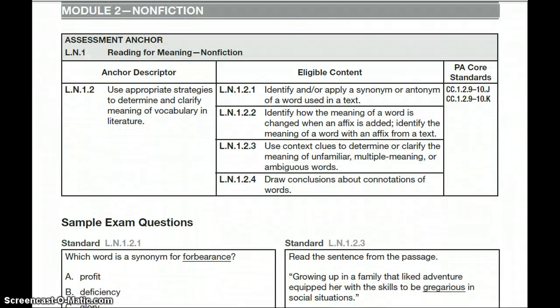If we jump down to the next anchor here in nonfiction, this would go back to the idea of vocabulary and clarifying the meaning of vocabulary in literature. Again, it's the same look that you saw in fiction, where you might identify or apply synonyms or antonyms to words. You might try to figure out how a word is changed if a prefix or a suffix is added. You might use context clues to determine or clarify the meaning of unfamiliar words, maybe multiple meaning words or ambiguous words, and then drawing conclusions about connotations of words. These are really the same as you'll see in fiction. It's just that they are more nonfiction terms, or terms that you would see within a nonfiction text.